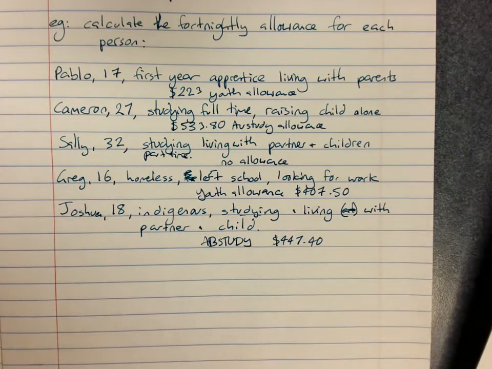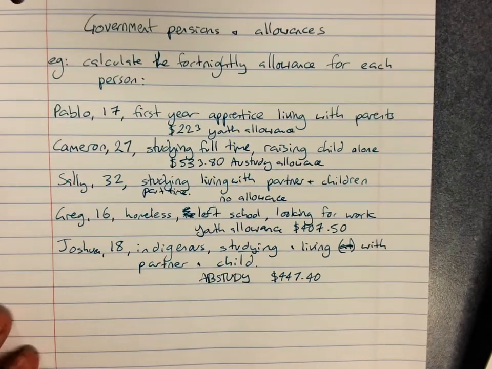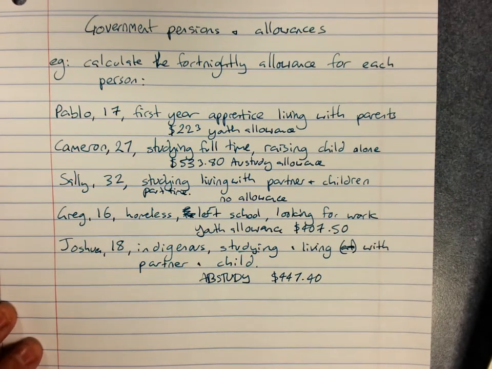So all we really need to be doing here is checking the eligibility, checking which allowance we're looking at, and then working out what category of living arrangements, study, etc. they fall into.